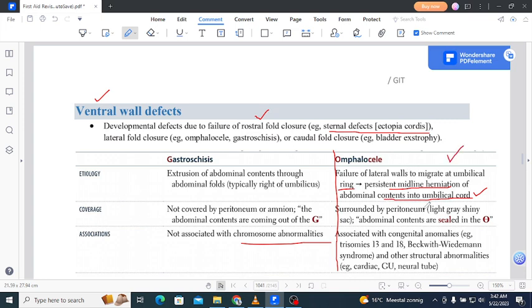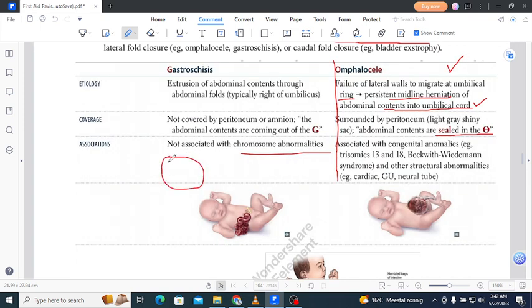The coverage is surrounded by the peritoneum. A light grey shiny sac will be present, and the abdominal contents are sealed in the letter O. You may say that it is starting from the O, so the abdominal contents are present like this, within the O, which means that they are covered.